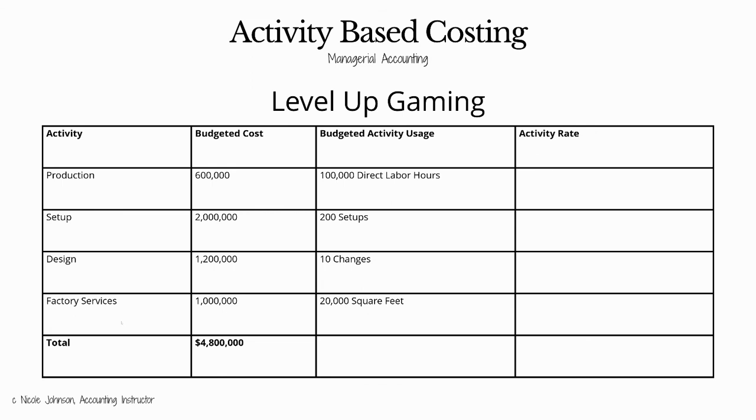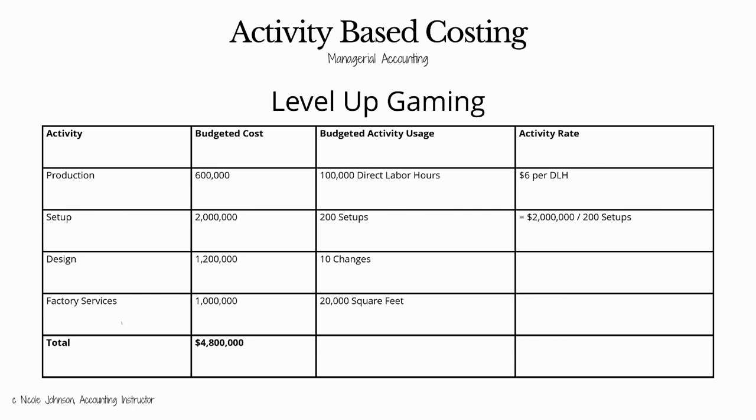Now we can determine the activity rate based on this information. So at the top we have activity, budgeted cost, budgeted activity usage, and activity rate. We take the total budgeted cost for both types of systems, the standard and the custom, and the total budgeted activity usage for, again, both the custom and the standard combined. So for production, we're going to take the budgeted cost of $600,000 and divide it by the budgeted activity usage of 100,000 direct labor hours, and we will get an activity rate of $6 per direct labor hour.